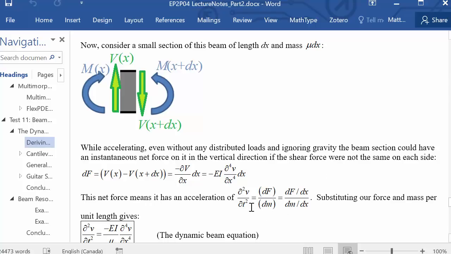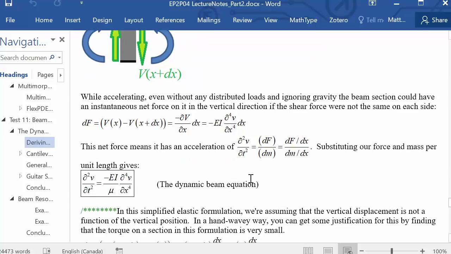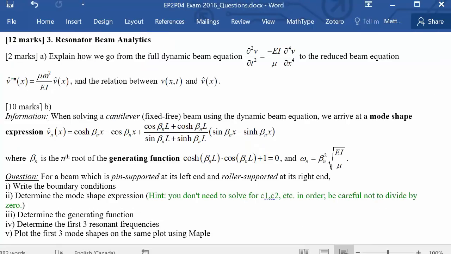Then if that net force is from Newton's second law, mass times acceleration per unit step in x, then we've got that the acceleration in the vertical direction is this df by dm. So a little bit of force is equal to acceleration times a little bit of mass, and the mass per step in x being mu, the mass per unit length, and df by dx being this thing, leads you to the dynamic beam equation. Okay, so that's just a recap on where this equation comes from in the first place.